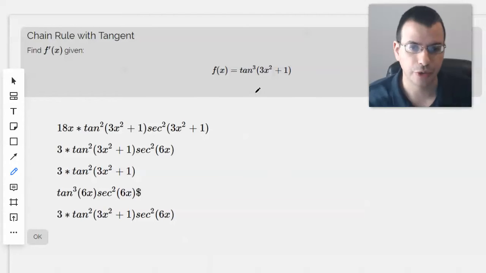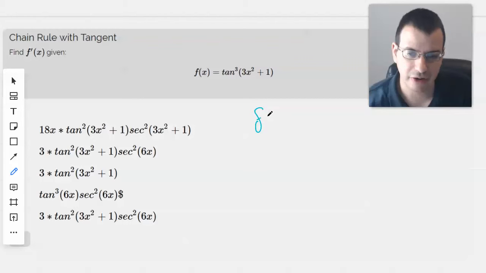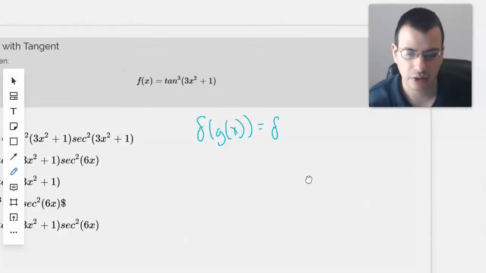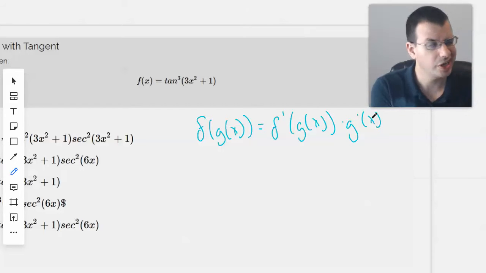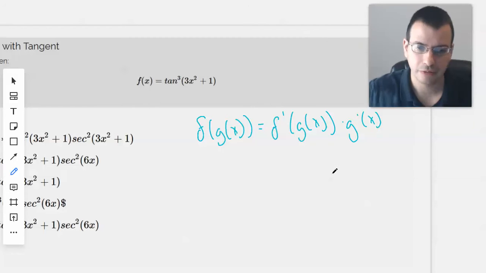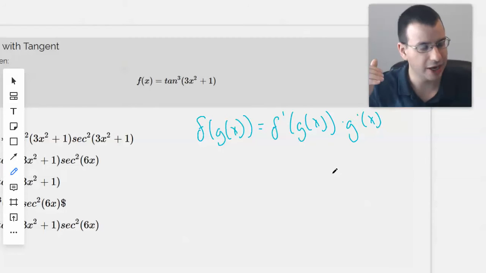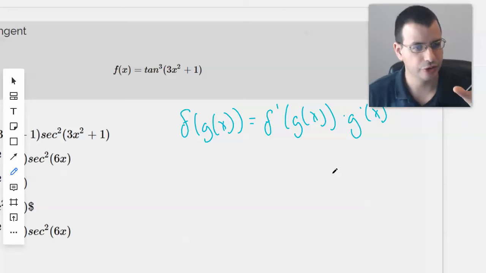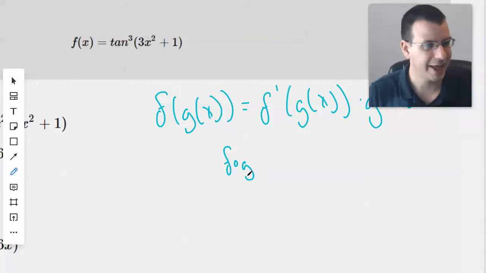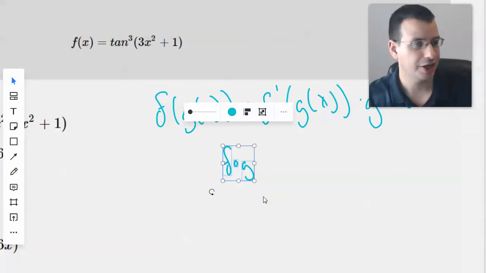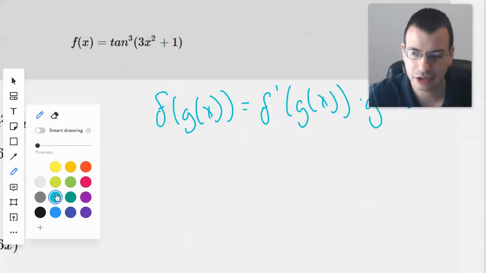So, yep, this is going to be the chain rule. The chain rule is f of g of x equals f prime of g of x times g prime of x. You'll see this written in different ways, and there's basically different ways of looking at the same thing. For the AP Calculus exam, I think this is probably the best way to look at the chain rule. Sometimes you'll see f circle g or something like that. This is the way I like to write it. And for this class, I think it's easiest. Okay.